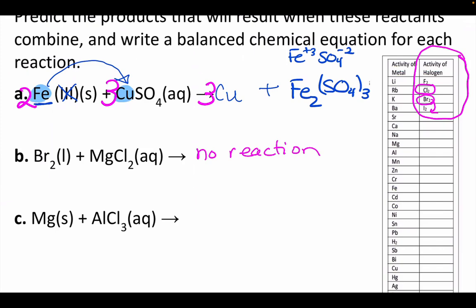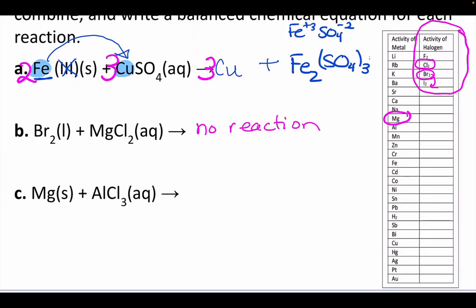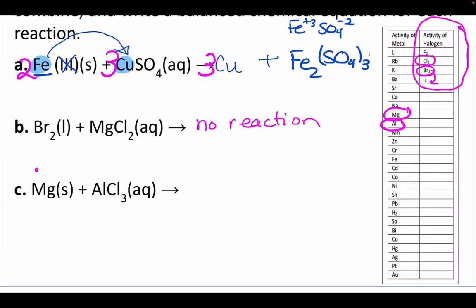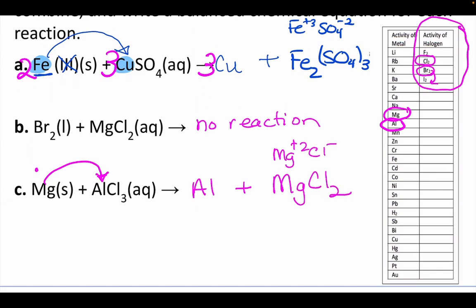Next one, magnesium and aluminum. So that one will happen because this one's higher. The magnesium has got to be more reactive than the one it's trying to replace. So magnesium will go in and then kick out that aluminum. And then you need to look at charges and write the formula. And then you should balance it. 2 and a 3.